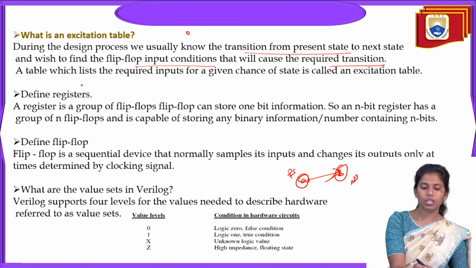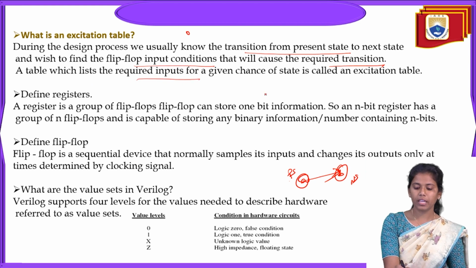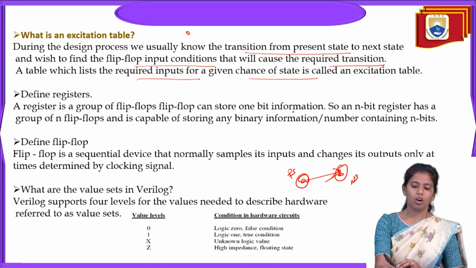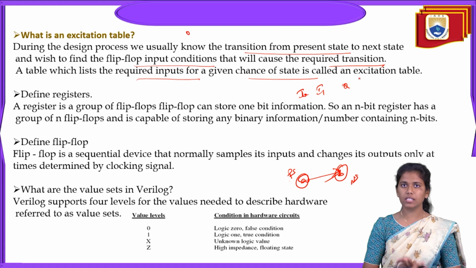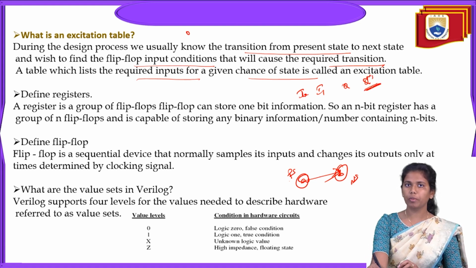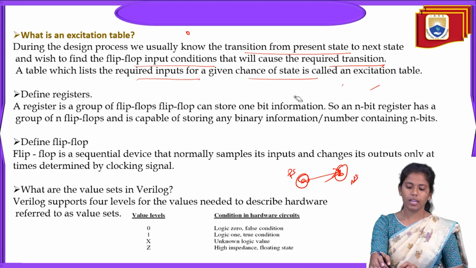So a table which lists the required inputs for a given change of state is called the excitation table. Here, this excitation table consists of all the inputs I0, I1, and it also consists of the output as well. If the transition is occurring, then we have to represent the next state, right? So the next state can also be observed in the excitation table. The excitation table will also consider the next state, the required transition of the next state.